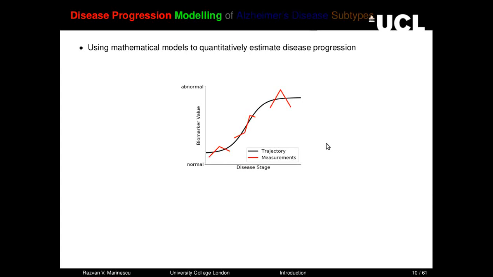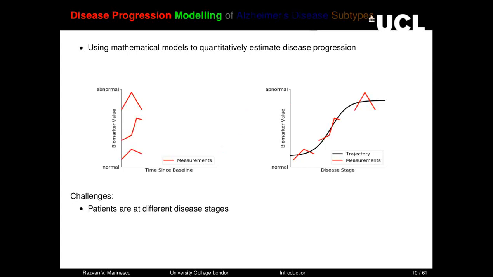Now, what do we mean by modeling of disease progression? By this, we mean using a mathematical model to quantitatively estimate disease progression. Here's a cartoon of several measurements taken for 3 subjects, and these are longitudinal measurements across several visits. What such a model would do is fit a line, the black line, between these measurements. Now, this is very nice.